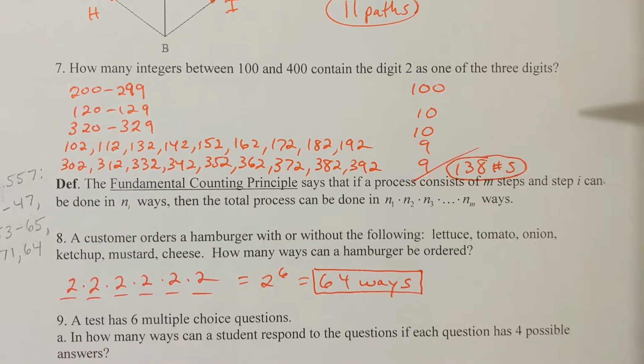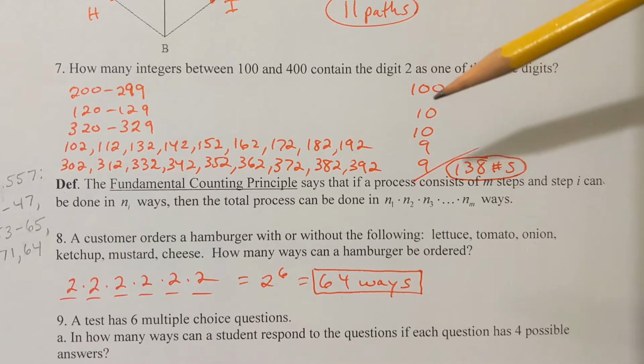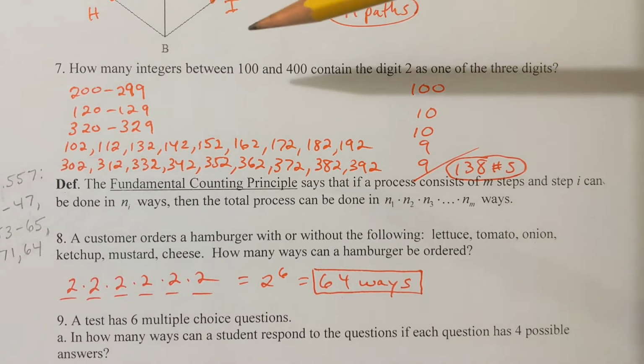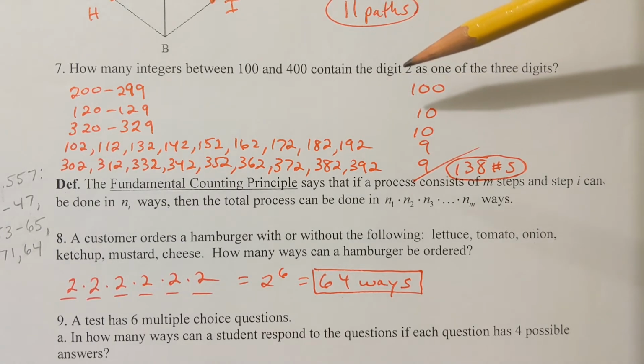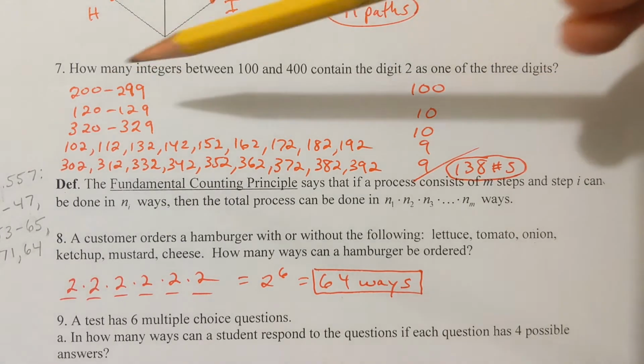Problem 7. How many integers between 100 and 400 contain the digit 2 as one of these three digits? Okay, so the thing to do here is, it'd be way too difficult to think, okay, I've got 203, I've got 382. So, okay, so the plan here is, what if we have a digit of 2 leading off?